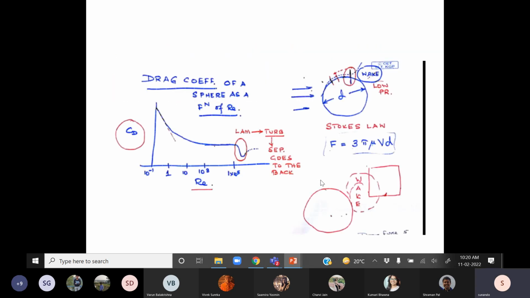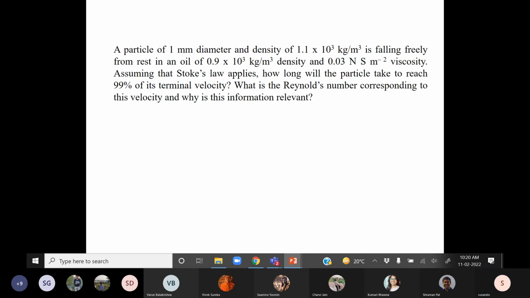I have two problems. The first problem is straightforward, and for the second problem I would like to spend some time. The first one, any questions so far?